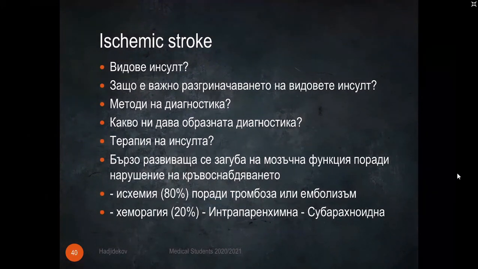How can we treat the ischemic strokes? We should know that when we have a loss of some kind of brain functions due to inappropriate vascular supply, it could be 80% due to ischemia, due to thrombosis or embolism, and 20% due to hemorrhage. And usually it's either intraparenchymal or subarachnoid hemorrhage.